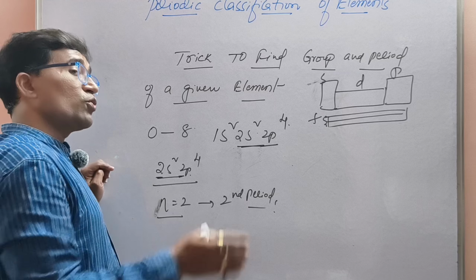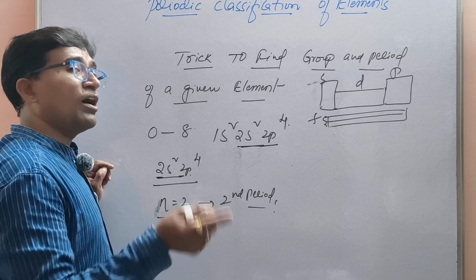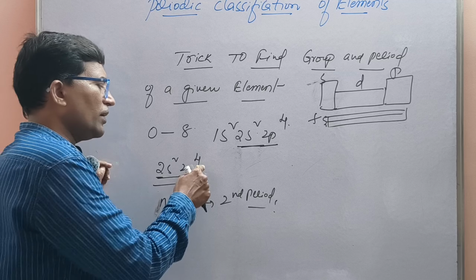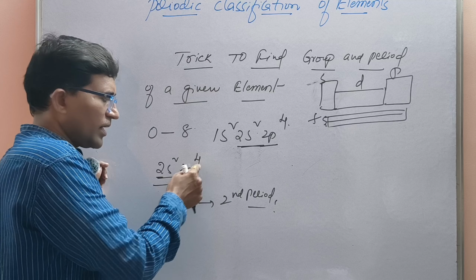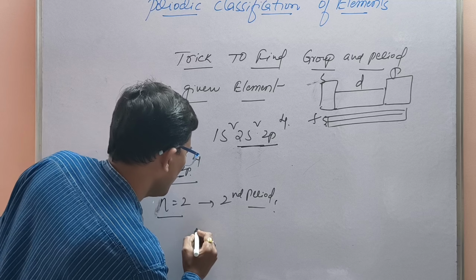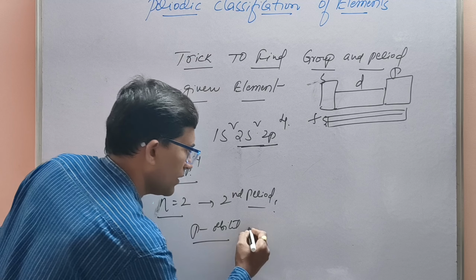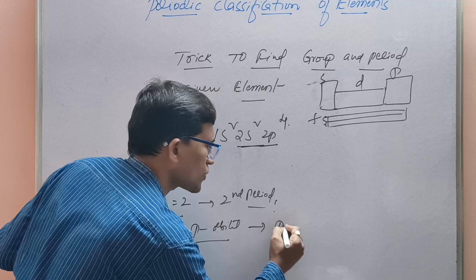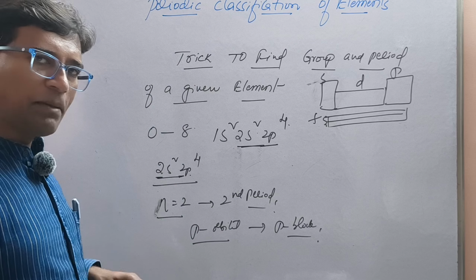And which group does it belong to? Before writing the group, we need to think about in which orbital the last electrons are. The last electrons are in which orbital? The p orbital. If the last electrons are in the p orbital, the element belongs to the p block.